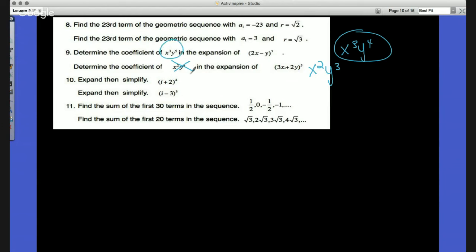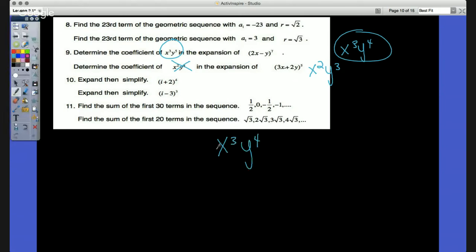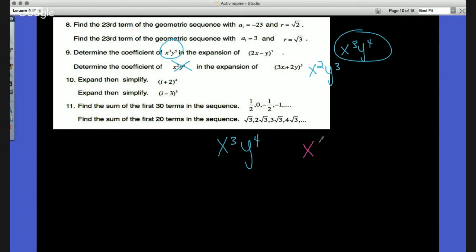Now, I told you that a lot of these problems are linked closely to the test, so they're going to be asked very similar to this. Now, on your formula sheet, it states that it's x to the n minus r and y to the r power, okay? Because, again, that's what we're using.